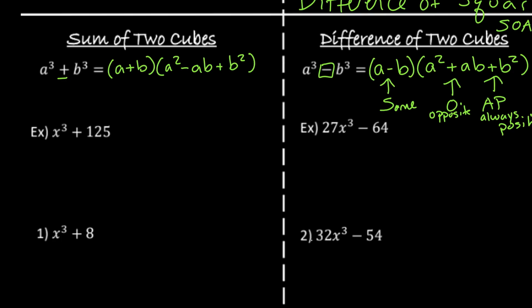No. So, we do recognize, what is the cube root of 125? 5. What is the cube root of x cubed? X. So, are these perfect cubes? Yes, they are. So, we can use sum of two cubes. Our a value is just going to be this first term cube rooted. So, what was the cube root of x cubed again? X. And what is the cube root of 125? 5. So our a term is x and our b term is 5.